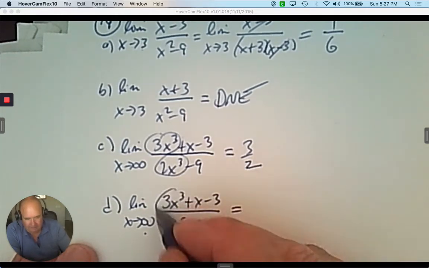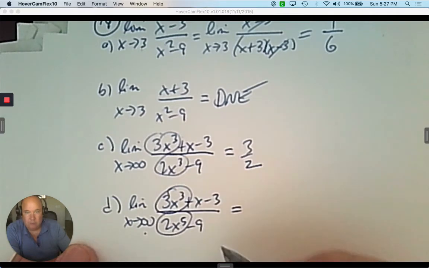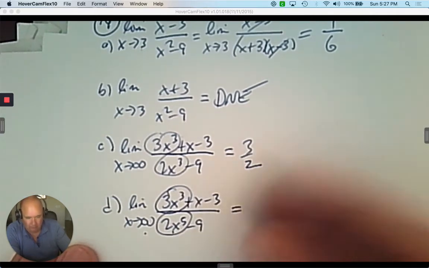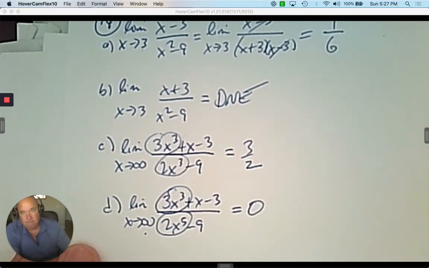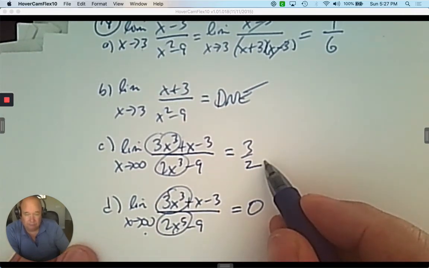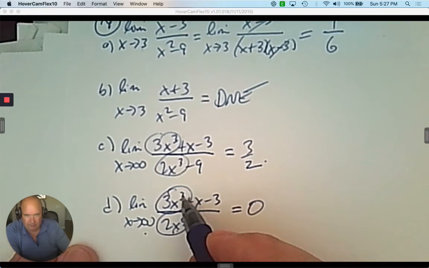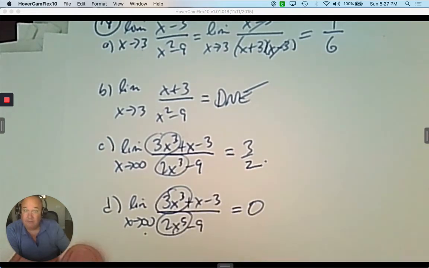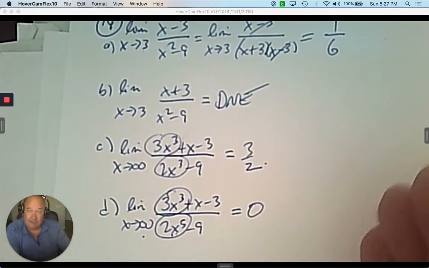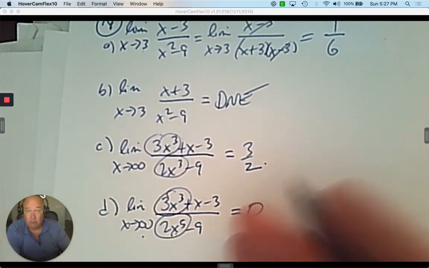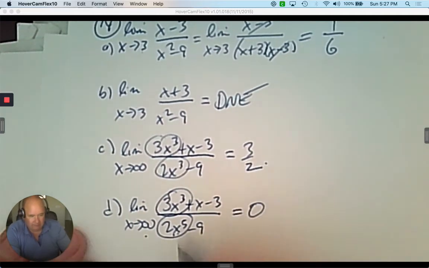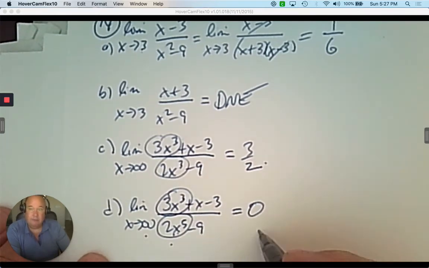If I have power divided by power, whenever the bottom is more powerful, the ends are going to 0. If they have the same power, we divide whatever the numbers are. If the numerator is more powerful, I divide, and what's left over, I look at the end behavior of that. So if it's x squared or x cubed or x to the 5th, I would look at what's left over after you divide the power terms. But in part D, the denominator is more powerful, so the ends are going to 0.